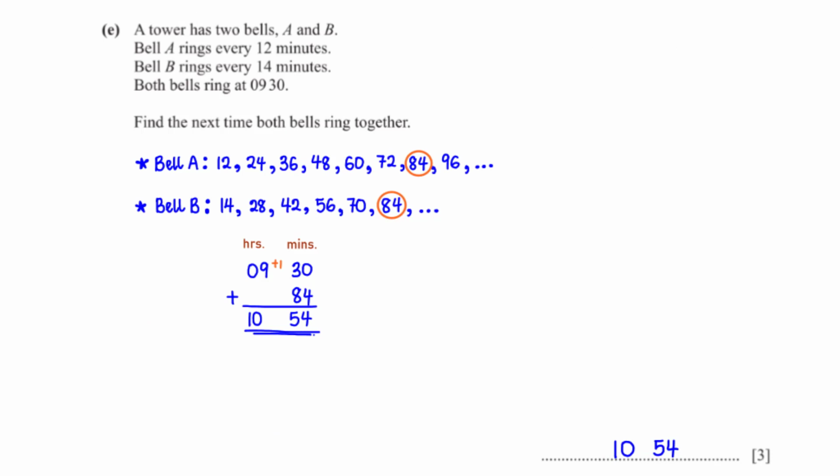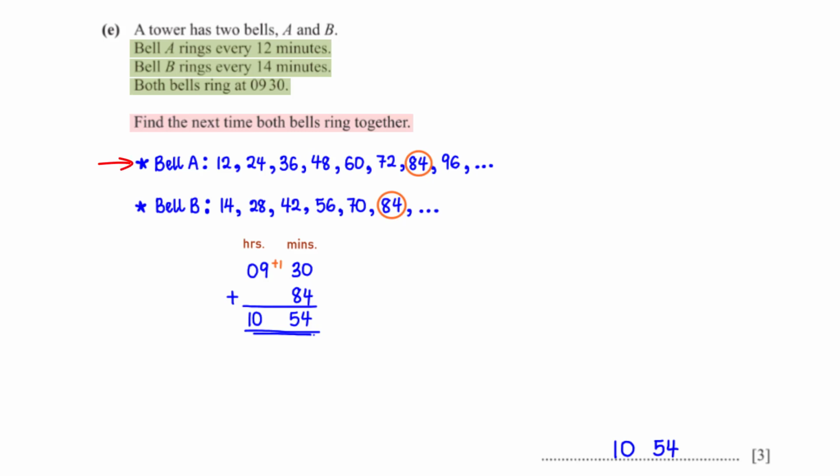A tower has 2 bells, A and B. Bell A rings every 12 minutes. Bell B rings every 14 minutes. Both bells ring at 9:30. Find the next time both bells ring together.